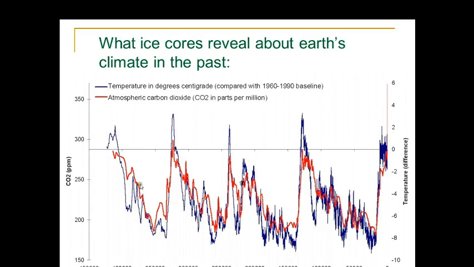Here we have a graph of CO2 on the left. That is the red line. And we have temperature difference in the blue line on the right. And 0 is the 1960 to 1990 baseline. On the bottom axis, the x-axis, we have years before present, so 0 would be today, if you would, and then we go back in time. And again, notice when the CO2 goes up, the temperature goes up. When CO2 goes down, temperature goes down. There's a very nice correlation between these two effects.